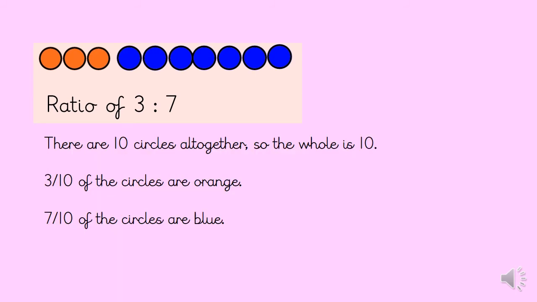For this ratio of 3 to 7, your description should be that there are 10 circles altogether, so the whole is 10. 3 out of those 10 circles are orange, so 3/10 are orange, and 7 out of those total of 10 circles are blue, so 7/10 of the circles are blue.